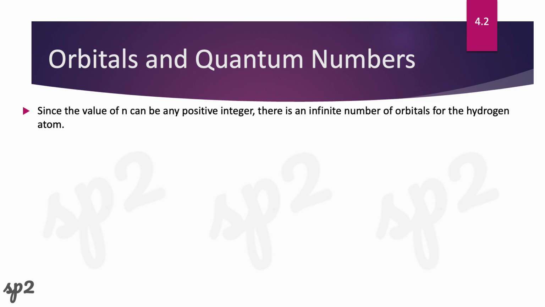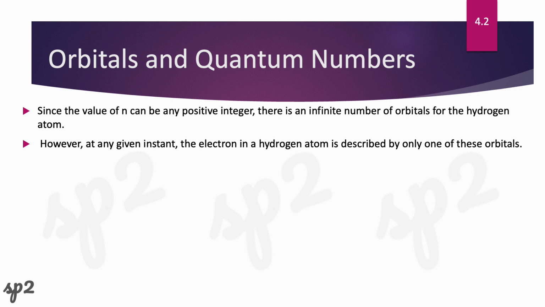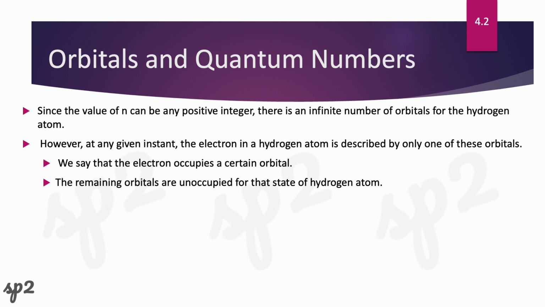So I'm just going to give you a summary here with a little more emphasis on a few terms. Since the value of n can be any positive integer, we can have an infinite number of orbitals for any element, even for something like hydrogen. At any given instant, the electron in your hydrogen atom is described by only one of these orbitals. The orbital that has the electron in it we call the occupied orbital, and the rest of them we call unoccupied orbitals.